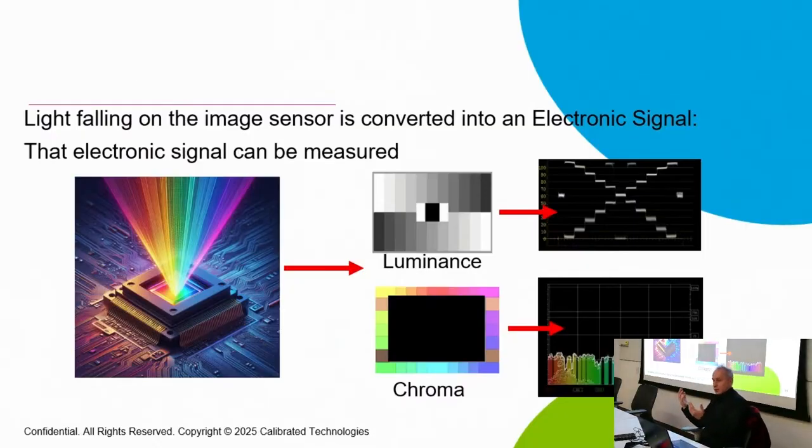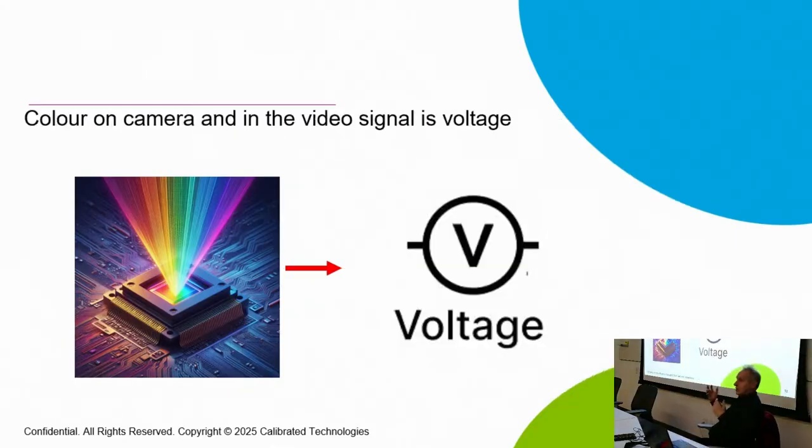When light hits the camera sensor, it gets changed into an electronic signal, a signal of luminance and chroma that we can turn around and measure. Just like I can measure the voltage coming out of a socket with a multimeter, I can measure the signal that comes out of the sensor. I've got luminance at the top, and I've got my chroma signal at the bottom. If I can measure it, I can duplicate it, I can replicate it, and I can see if I reshift it also. So color on camera is really voltage.